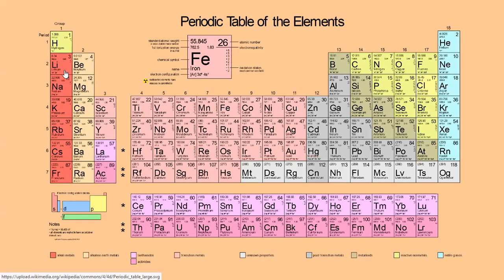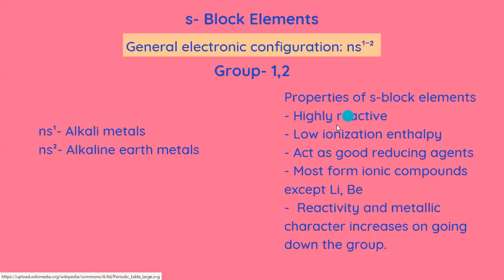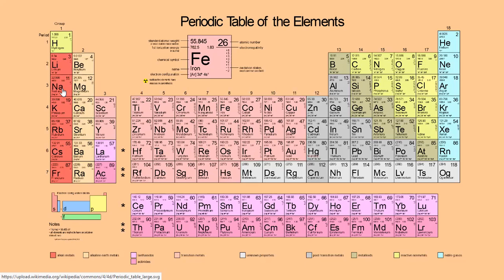alkaline earth metals, and these have 2 electrons in their S orbital, whereas the alkali metals have just 1 electron in their S orbital. So properties of S block elements: they are highly reactive. Sodium is so reactive that it has to be stored in kerosene to ensure that moisture doesn't touch it. I don't mean that you should put sodium in water, but there are various videos on the internet which show you what happens when sodium is added to water. It's highly reactive in nature. So these elements are highly reactive.